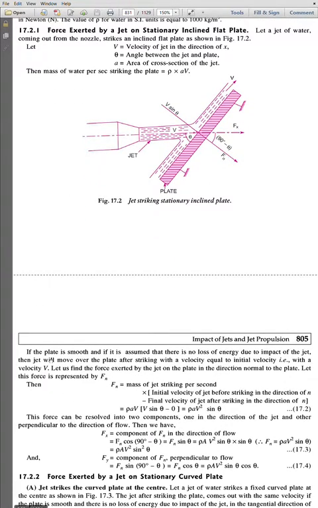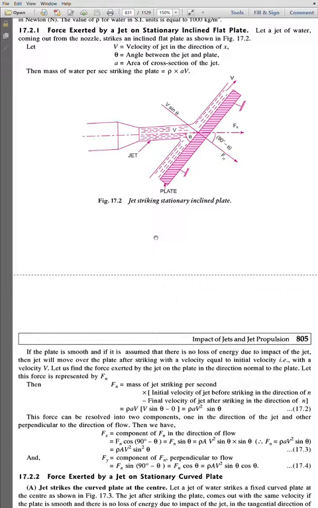Here, finally you have to find the forces in the x direction and y direction. If the plate is smooth and it is assumed there is no loss of energy due to impact of the jet, then the jet will move over the plate after striking with a velocity equal to the initial velocity. These are the assumptions we should make: that the plate is very smooth and there are no impact losses. Generally plates are not smooth and impact losses will be there, but we are assuming that the plate is very smooth and the impact losses are not there.